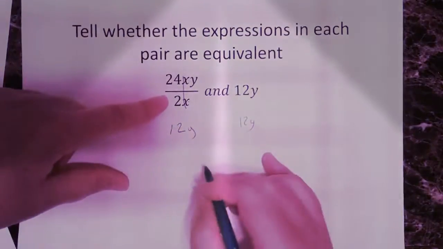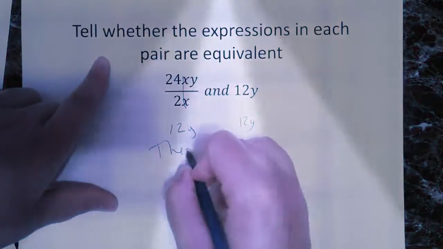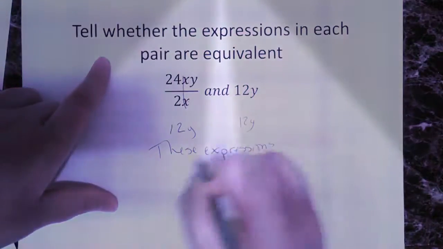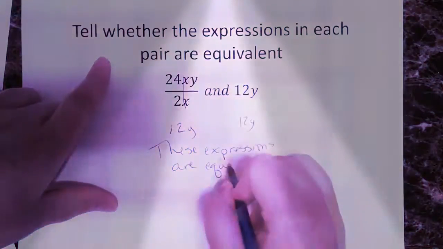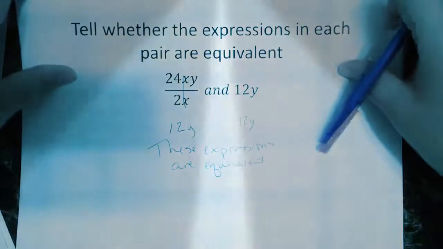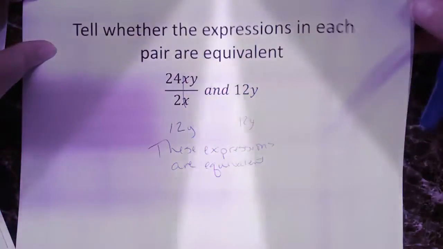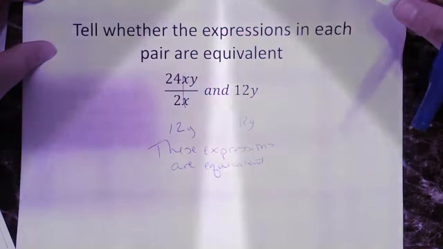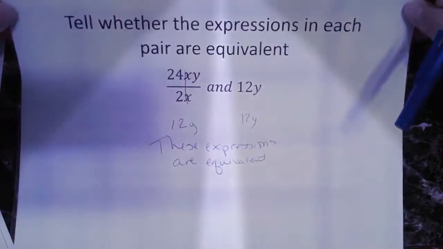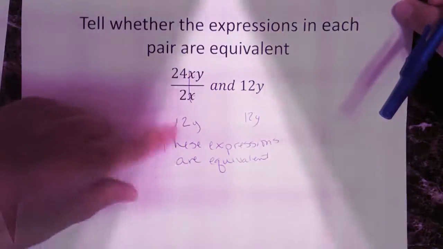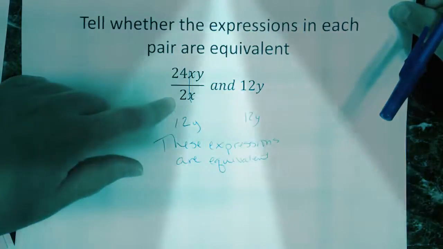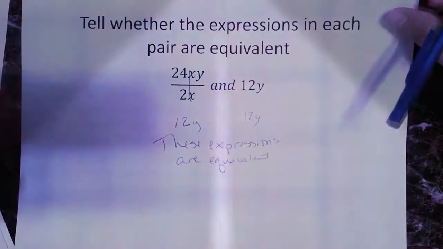So are these guys the same thing? Yes. These expressions are equivalent. And again, if you tell me the reason behind it, that you simply divided and you came up with 12y and 12y, then I will give you extra credit. So again, if you tell me that, hey, look, by simplifying 24xy and 2x, I come up with 12y by just dividing, then I will give you extra credit if you tell me why.